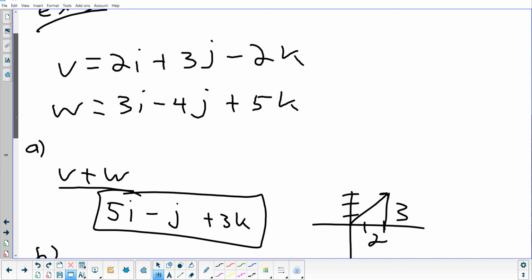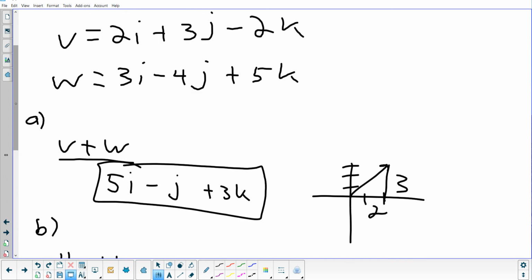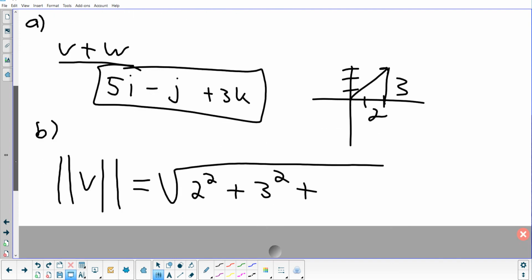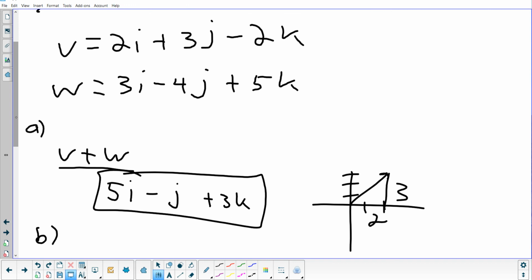Can you repeat what I'm supposed to be looking at? I lost it. The magnitude of V. Tell me what's V? What are you looking at? 2I plus 3J minus 2K. Yes. So we got the first two. 2 squared plus 3 squared plus... So we did this. We did this. What's left?